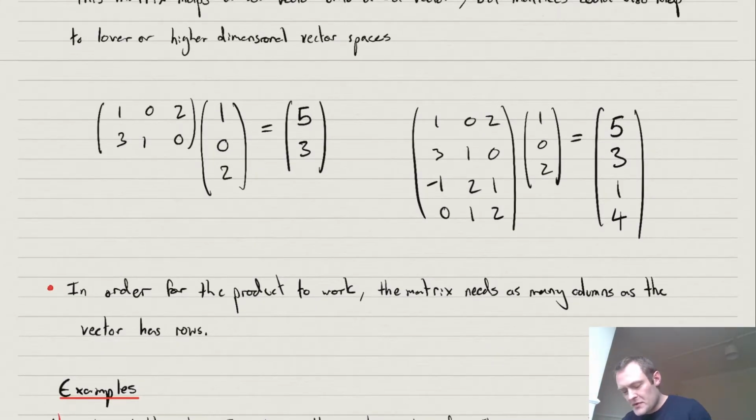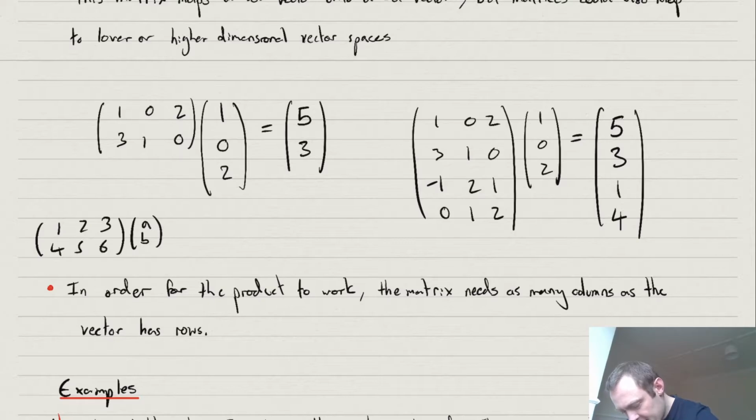So I guess you'll have noticed this already, but in order for the product to work, the matrix needs as many columns as the vector has rows. So if we were to try and act with a matrix like this, so 1, 2, 3, 4, 5, 6, then trying to perform that, we'd get 1 times A plus 2 times B plus 3 times, and then we've run out of components in the vector to multiply. So expressions like this don't make sense. The matrix needs as many columns as the vector has rows.